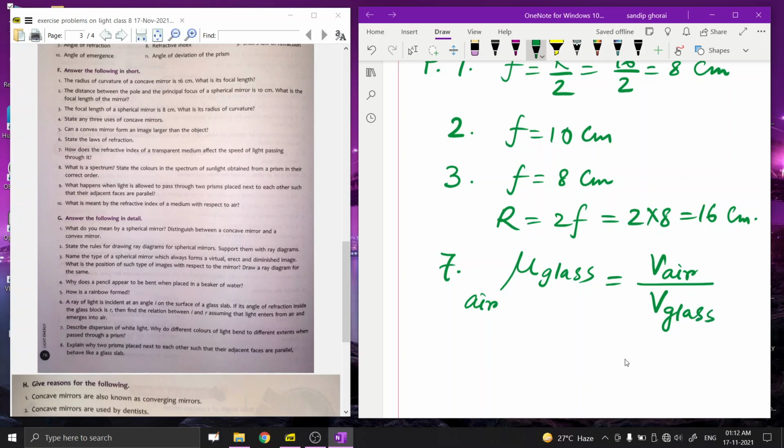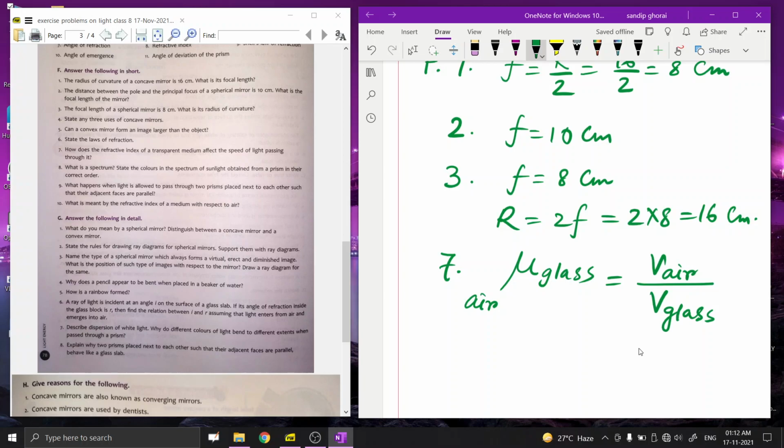This is the relation. Now the next question is, what is a spectrum? This is the definition of spectrum you have to write down, and this is already in your book. So I move to our next question.